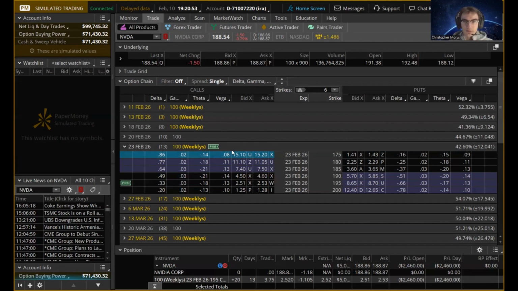On the left side are the calls which you can trade, and on the right side are the puts that you can trade. If you want to sell a call, it's under the bid price. If you want to buy a call, it's under the ask price. Same thing on the put side. If you want to sell, short a put, it's under the bid. And if you want to buy a put, it's under the ask.